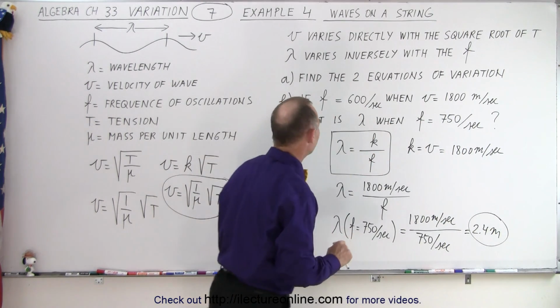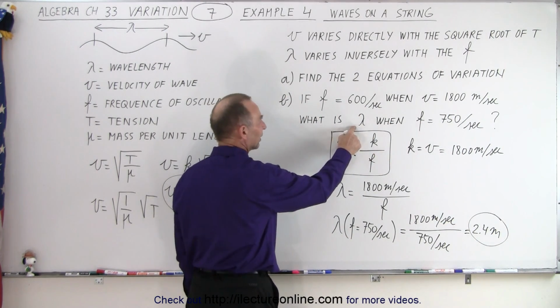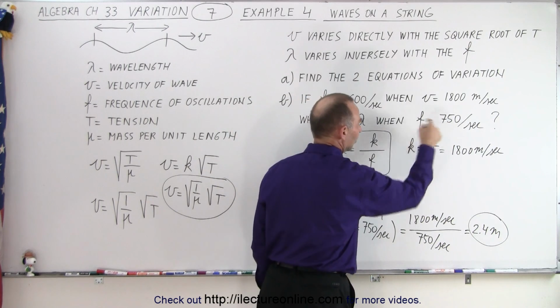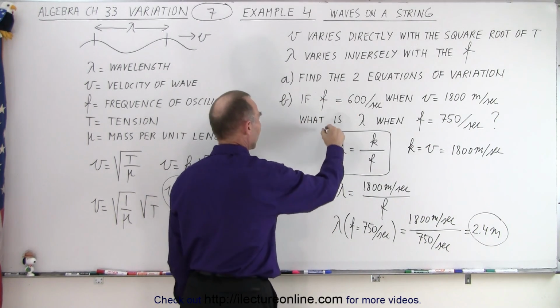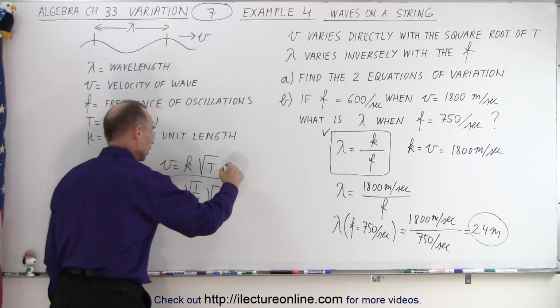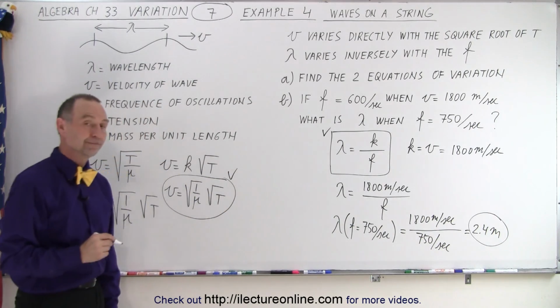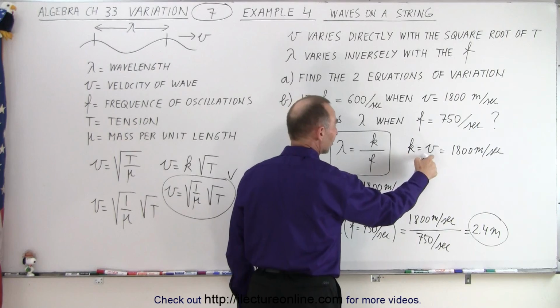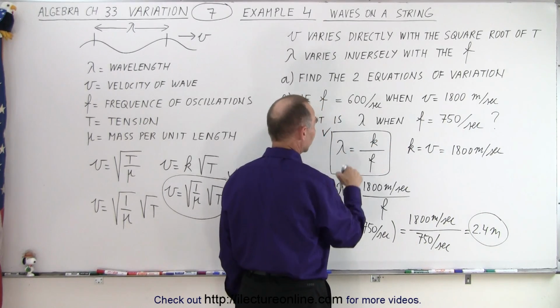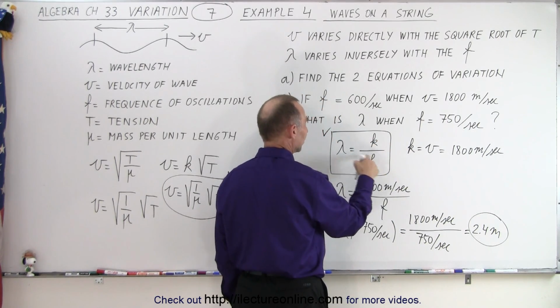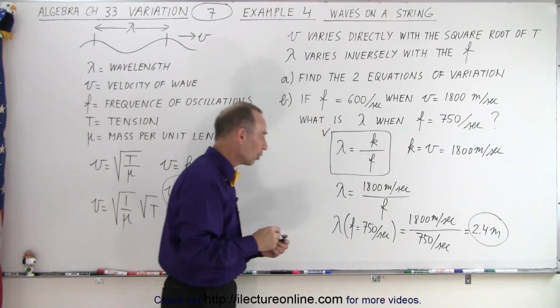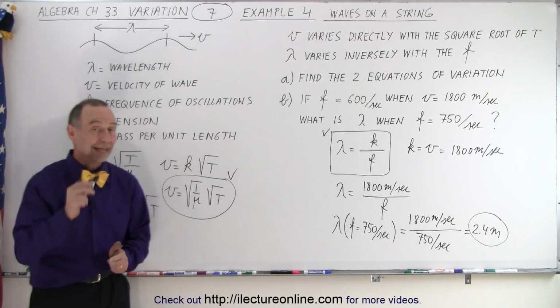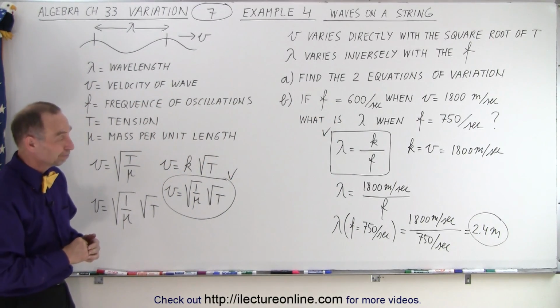So that's what we're looking for here. What is the wavelength when the frequency is 750 per second? And notice by finding the two equations of variation, we can then realize that in this case, the k is indeed the velocity, 1800 meters per second, and then by plugging in a new frequency, we can find the appropriate wavelength, and that is how it's done.